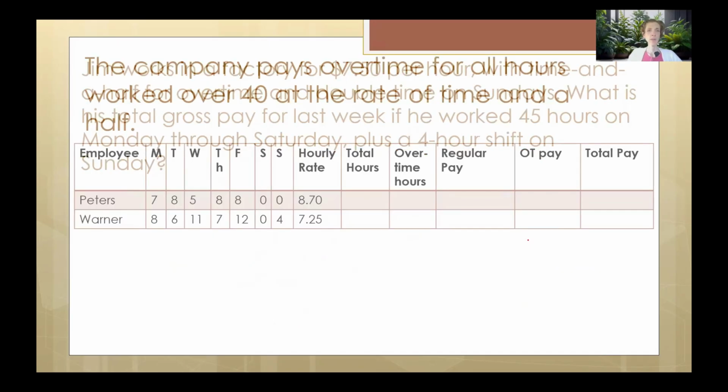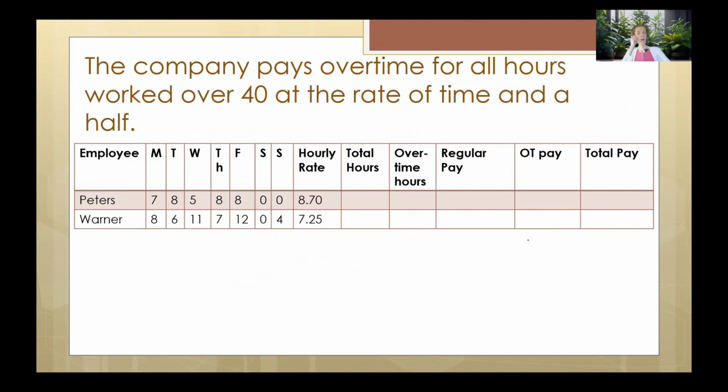All right. The company pays overtime for all hours worked over 40 at the rate of time and a half. All right, so you'll see charts like this in your homework, okay? So let's see if we can figure this out. All right, so for Peters, we have to figure out the total hours that they worked, right? So we just add all these together, and when we do that, we get 36. So overtime hours, none, right?